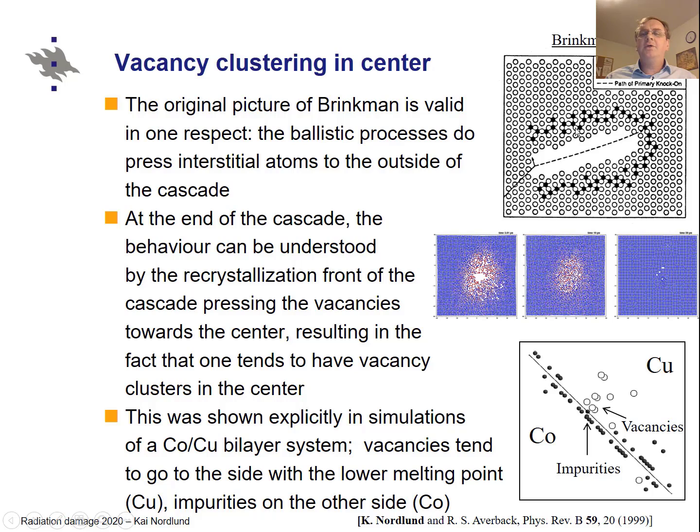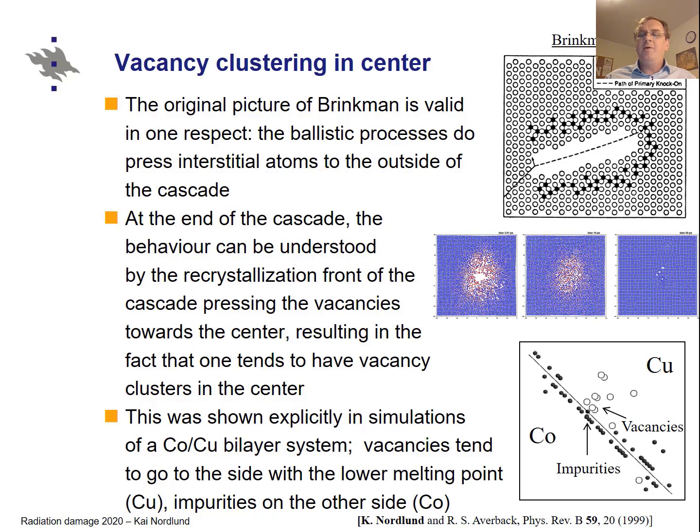Finally, for this nature of heat spike discussions, I can tell that this original historic picture of Brinkman is correct in the sense that yes, interstitials are pushed outwards, then they return almost fully, which Brinkman didn't quite realize. But if you look at a bilayer system, you can sort of prove this point that vacancies are pushed towards the center. In here you have vacancies everywhere, but then when it recrystallizes, it's not energetically favorable to leave behind a vacancy, so they are pressed towards the center of a cascade.